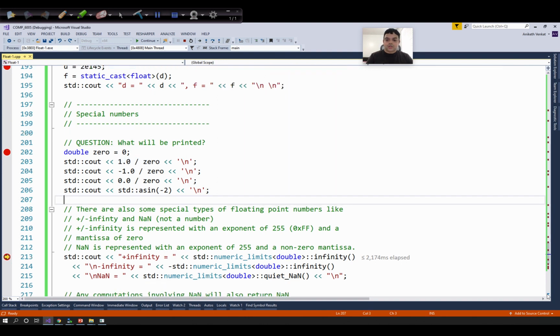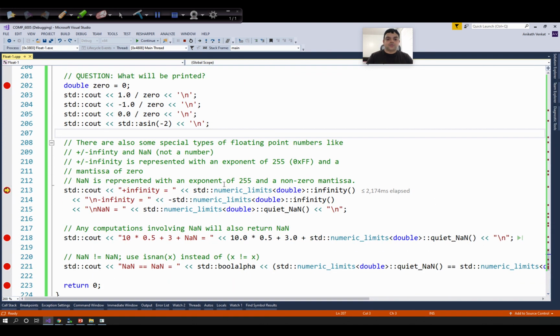So let's look at what infinity is. So let's print infinity using std numeric underscore limits. So we saw previously a 32-bit floating point number has 1 sign bit, 8 exponent bits, and 23 bits of mantissa. When all the 8 exponent bits are 1s, so the value in decimal is equal to 255, and when mantissa is all 0, then that number will be represented as infinity. Now when all the exponent bits are 1s and the mantissa is non-zero, then such a number will be represented as nan, or not a number.